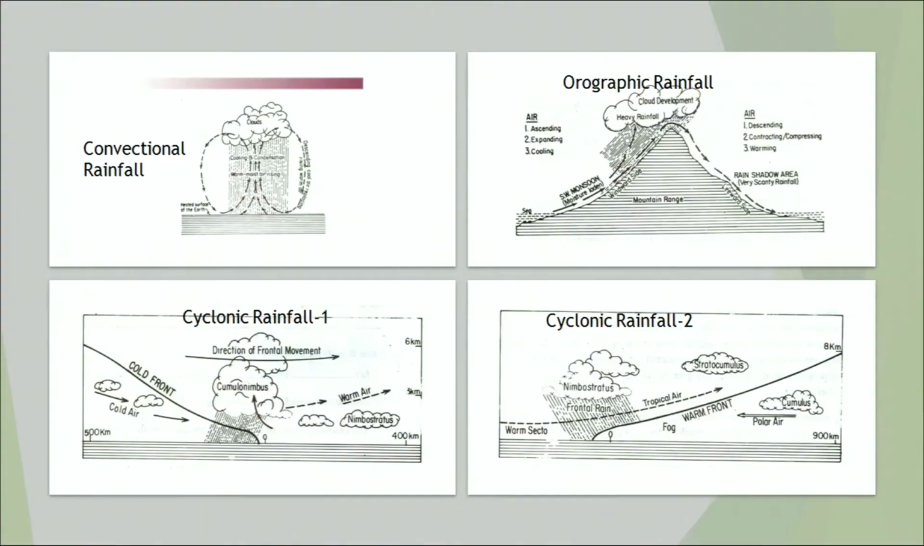Look at this picture, which is depicting all four kinds of rainfalls. Convectional rainfall, orographic rainfall, then the cyclonic rainfall is of two types, one associated with warm front and the other with the cold front.